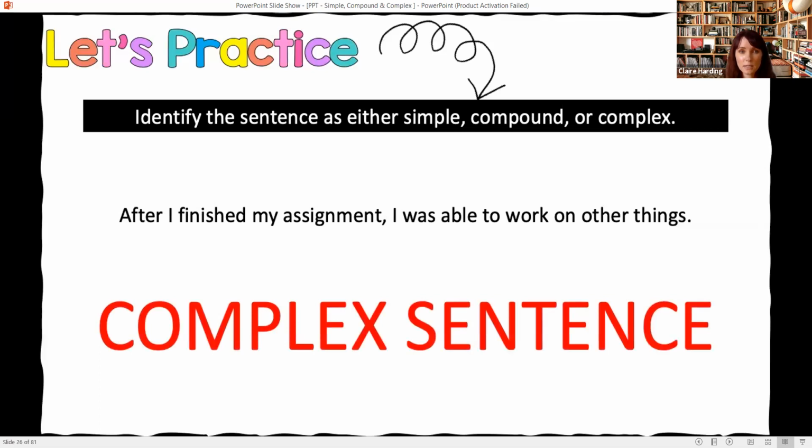And if you said complex, you are correct. If you notice, after I finished my assignment, that's a dependent clause. I was able to work on other things. That's an independent clause. So we have a complex sentence. And there's our signal word, after.